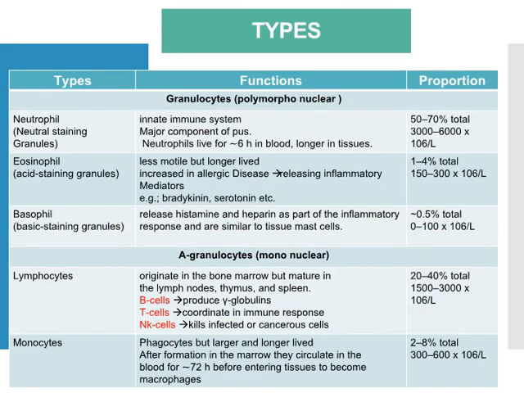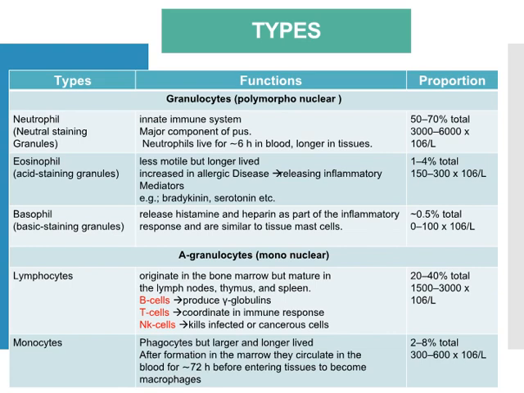Eosinophil: acid staining granules, less motile but longer lived, increased in allergic disease, releasing inflammatory mediators, e.g. bradykinin, serotonin, etc. 1 to 4% total, 150-300 by 10^6 per liter. Basophil: basic staining granules, release histamine and heparin as part of the inflammatory response and are similar to tissue mast cells. Approximately 0.5% total, 0-100 by 10^6 per liter.